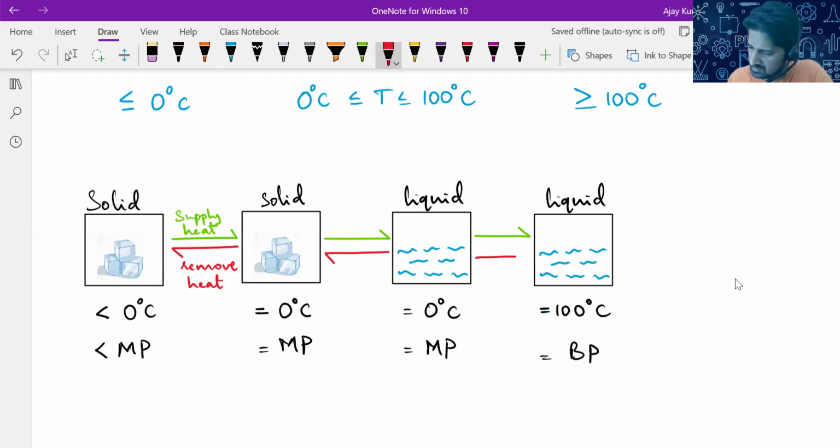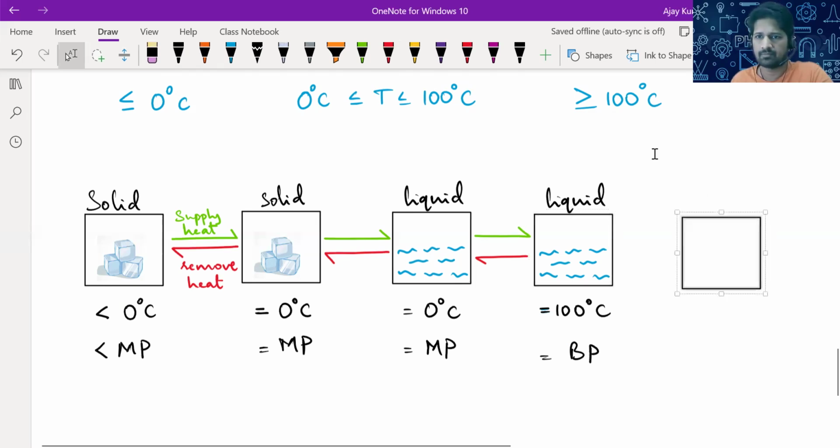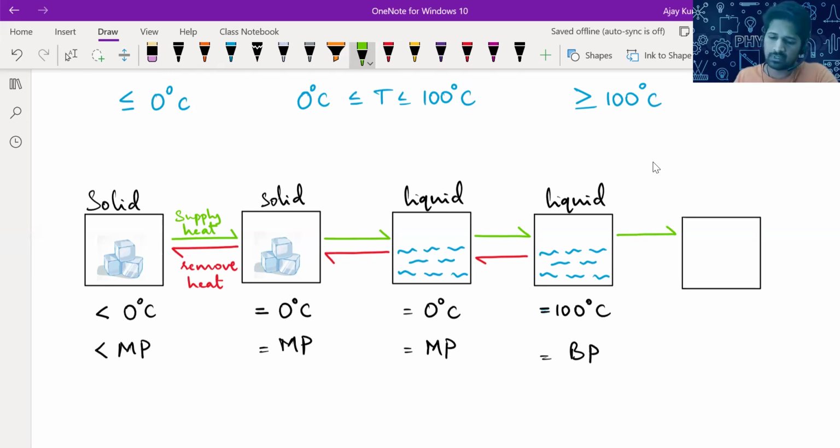Reverse is also possible. You remove heat, the liquid's temperature will decrease till it goes down to melting point. Suppose the liquid has reached boiling point temperature. Continue supplying heat. What will happen? It will have to boil now. It has no other choice. So if it is water, it converts to steam. So liquid converts to gas when you supply heat. And the gas that is just formed will be at a temperature equal to the boiling point temperature. So a change of state is happening.